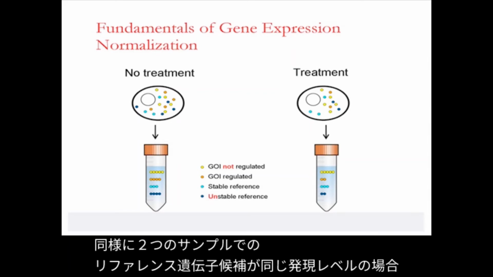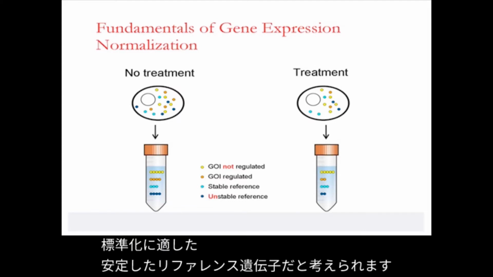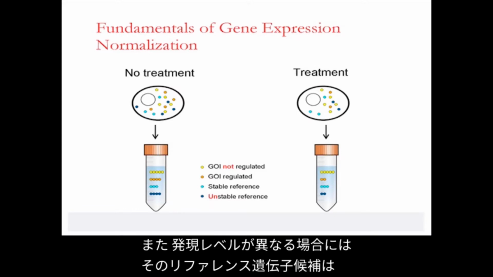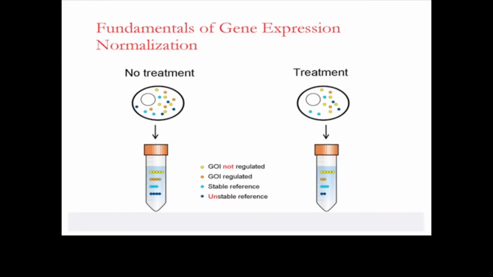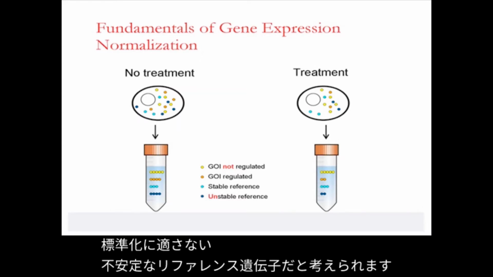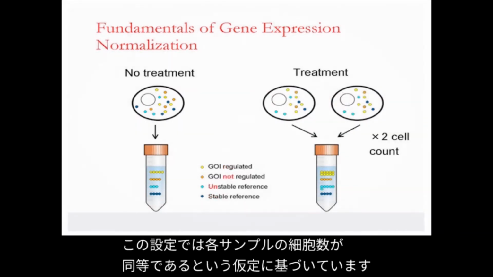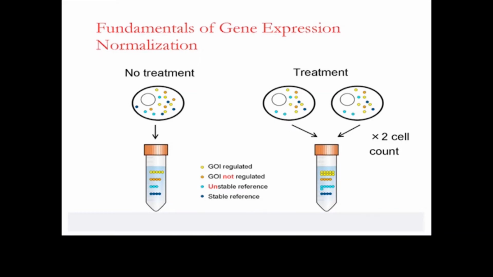Likewise, a reference gene candidate that shows equal expression levels in the two samples we consider a stable reference gene, good for normalization, and a reference gene candidate that shows variation in expression levels in the two samples we consider an unstable reference gene that is not appropriate for normalization. The challenge, of course, with this setup is that we do not know a priori how many cells are present in each sample. Consider this extreme example.